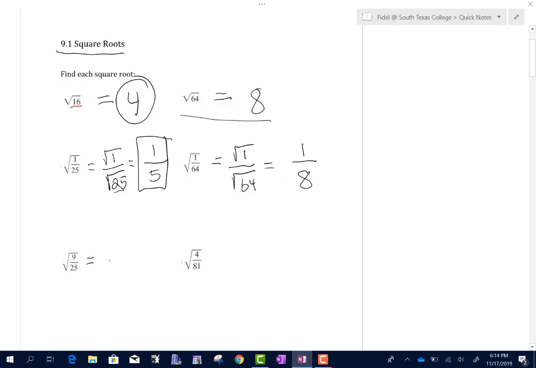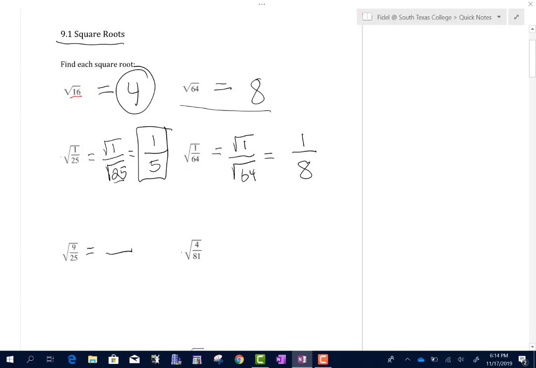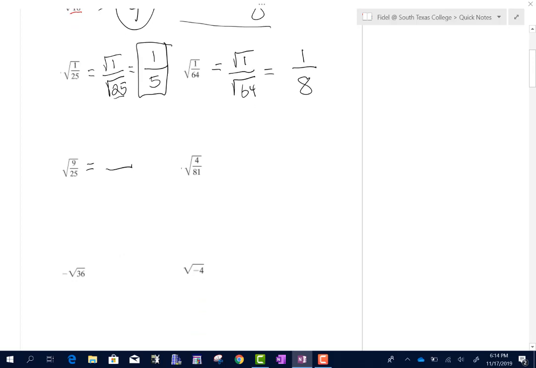All right. So instead of me separating this, I'm going to see if I can just go ahead and do it from here, right? So let's take a look. The square root of 9, 3. The square root of 25 is 5. Okay. The square root of 4 is 2. The square root of 81 is 9.